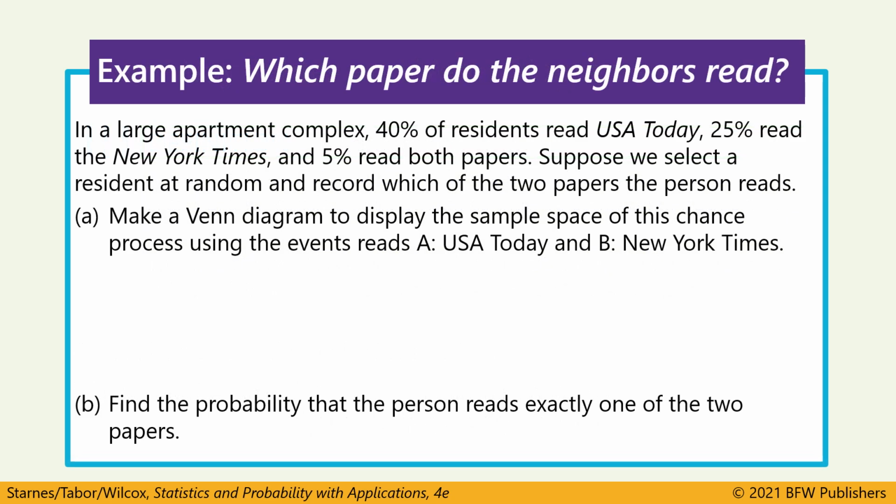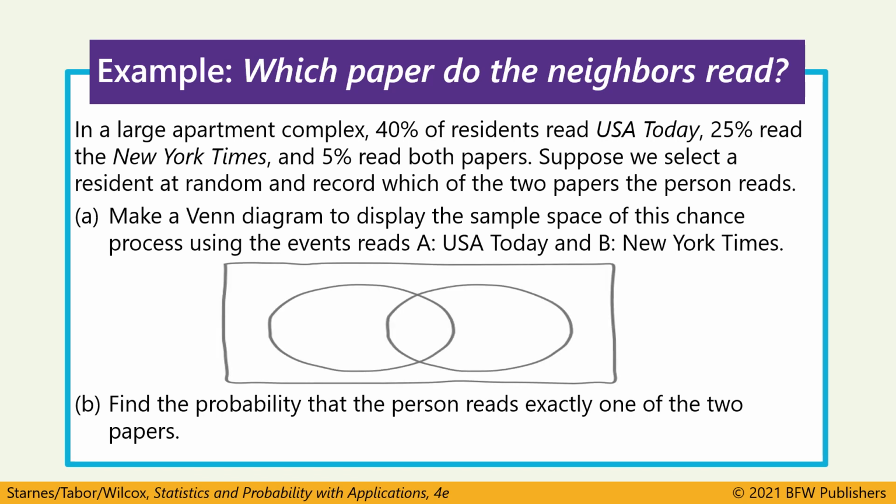Now, in most cases, we won't have a two-way table to start the problem. Instead, we'll get text like this. So let's change this text into a Venn diagram. We have a large apartment complex. 40% of the residents read USA Today. 25% read New York Times. 5% read both. So we always want to start off with our overlap. That 5% is going to go in the middle here. I'm going to write it as a decimal, 0.05. Okay, we'll make this side the USA Today side.